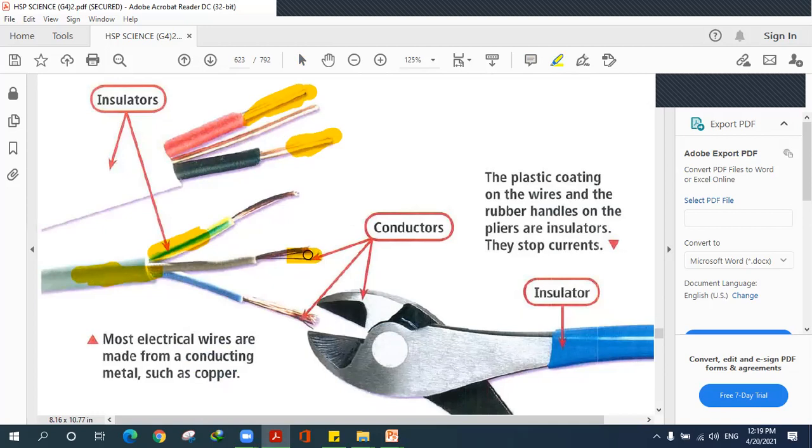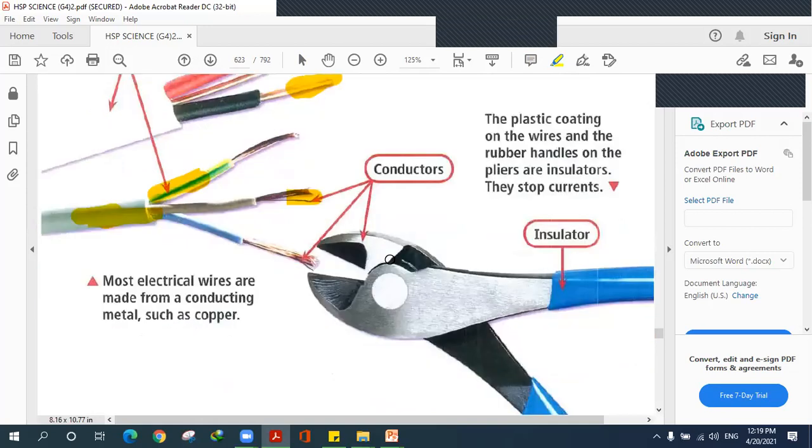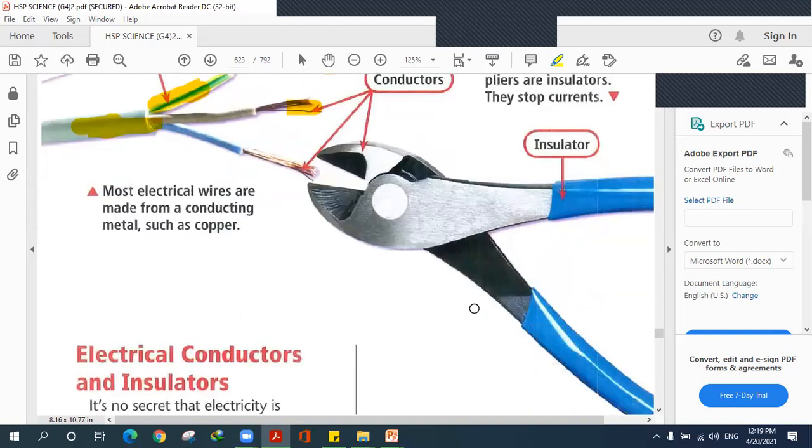Conductors, yes. So it allows electricity to move through them. It will electrocute you. Yes, they will shock you and cause electricity to go through our bodies, and this is so dangerous.